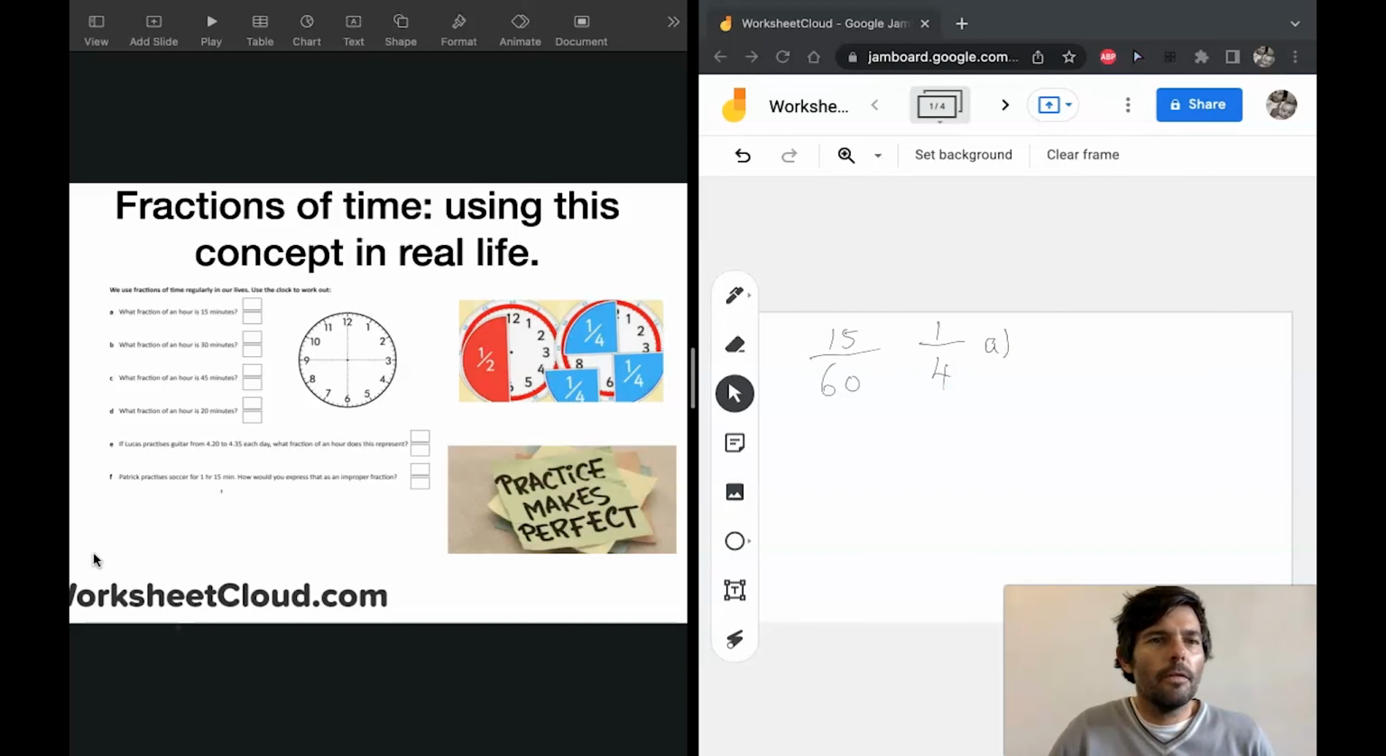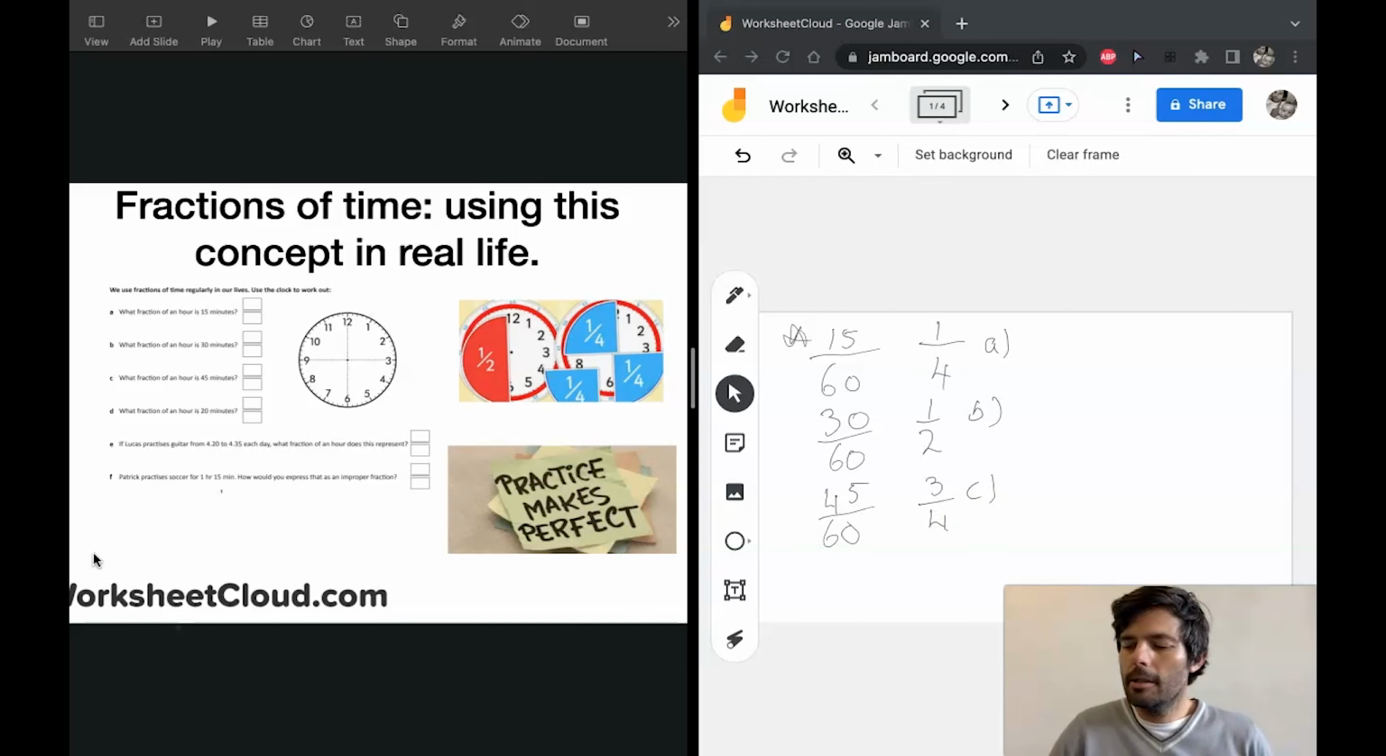B, what fraction of an hour is 30 minutes? We've got 30 minutes, and an hour is 60 minutes. We should be able to see that 30 is half of 60. C, what fraction of an hour is 45 minutes? If we look at the top one, we know that 15 is 1/4 of an hour, so 30 minutes will be half an hour, and then we're adding another 15 minutes, which is another quarter. If we divide both numbers by 15, we should get 3/4.